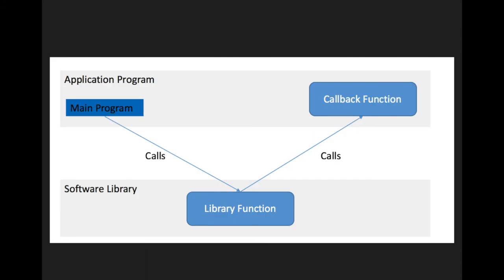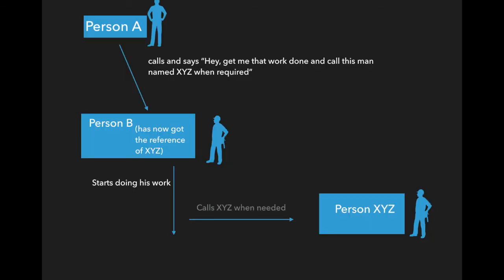This is how the diagram would look. Your main program will call a library function, which in our case was setTimeout, which will call the function you had passed, which was bake in our case. And to map it to a real-world scenario, let's say there's a person A who calls person B and says, hey, get me that work done which you are assigned or which you know how to do. And then you can call XYZ when required.